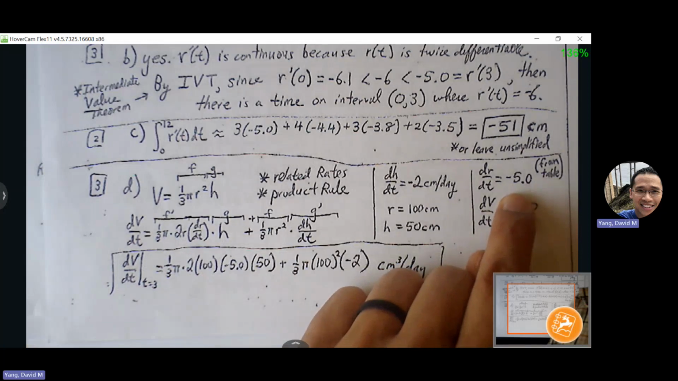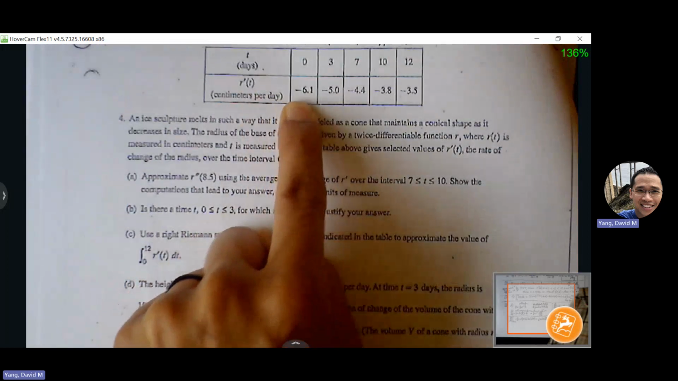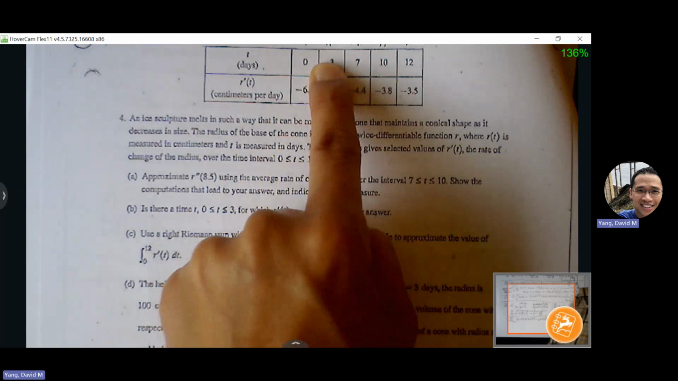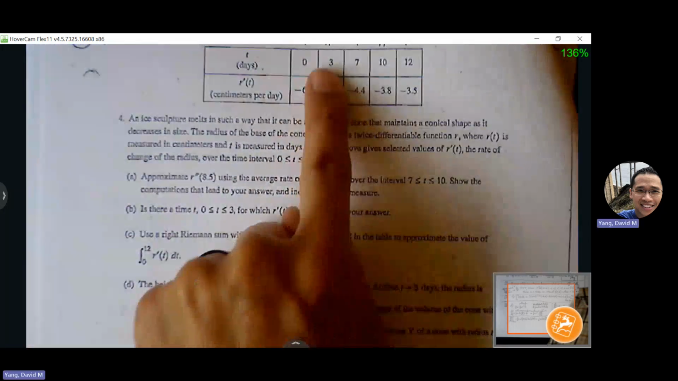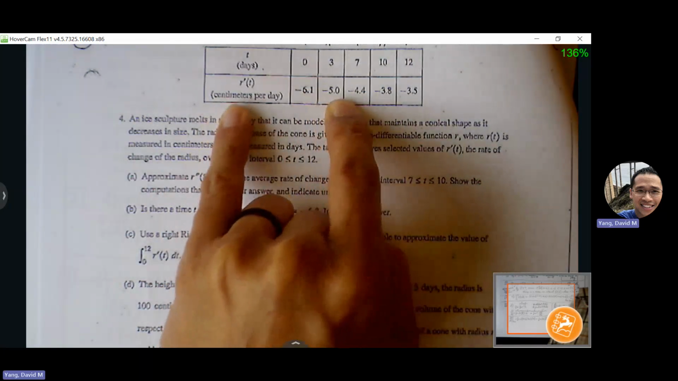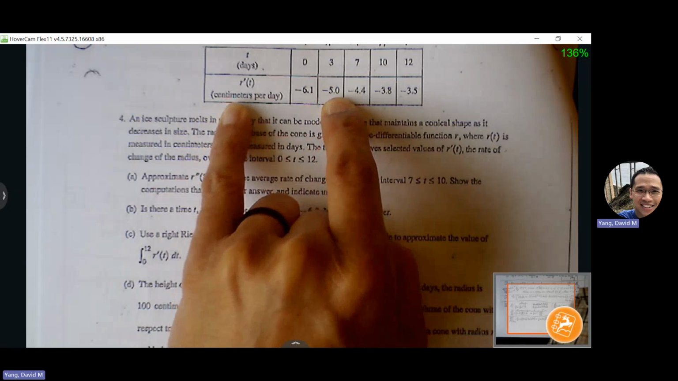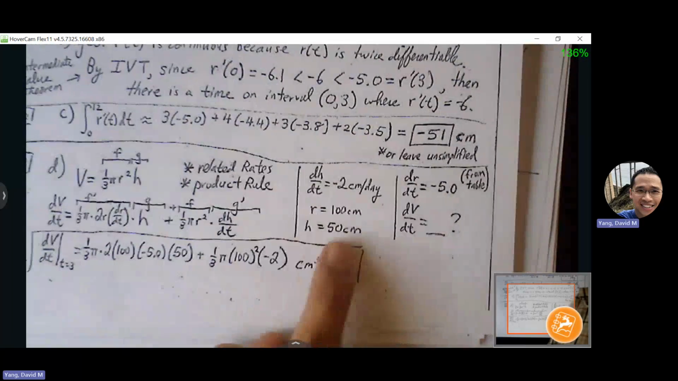dr dt, it doesn't give it to us in part D, but we do have R prime, and R prime is dRdt. So we know that on the third day, my dRdt is -5. So you just have to be able to make that connection that R prime is dRdt, and then replace that dRdt with -5. And then dHdt, the height is decreasing by 2, so we want that to be a -2.